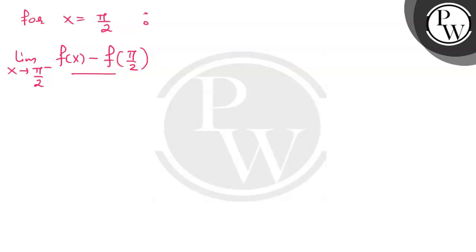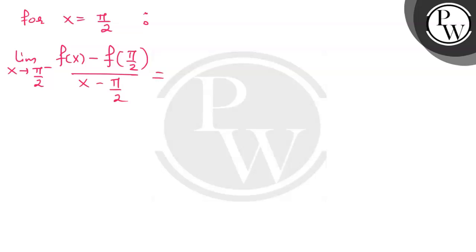And now lastly, let's check differentiability at x equals pi by 2. For x equals pi by 2, अब differentiability check करने के लिए let's check the left hand limit and right hand limit, that is left hand derivative and the right hand derivative. So limit as x goes to pi by 2 minus of f(x) minus f(pi by 2) divided by x minus pi by 2.